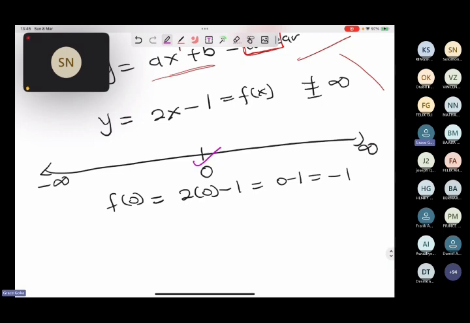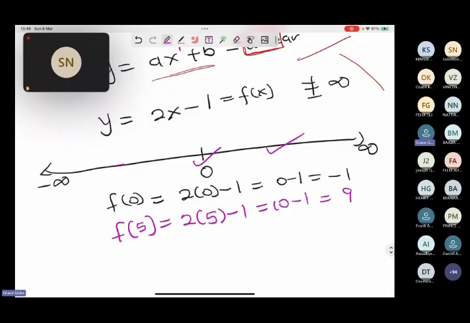Then we come to the right-hand side and pick any positive number, put that positive number into the function. Let's pick any positive number, maybe 5. So we put 5 into the function, and we have 2 times 5 minus 1, that is 10 minus 1, which is equal to 9. 9 cedis is real. Therefore, all positive numbers are part of the domain.